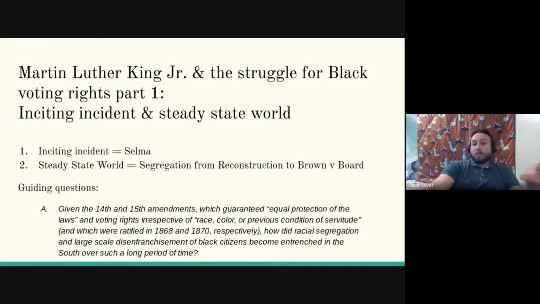Second, rather than resolving what happens at the Pettus Bridge, we then go back and explore the steady state world of segregation from Reconstruction through to Brown versus Board of Education. These two parts, the inciting incident and the steady state world, are the first day's discussion.